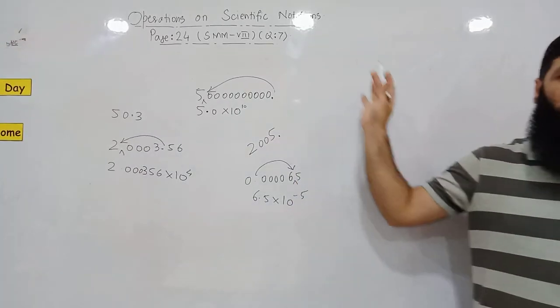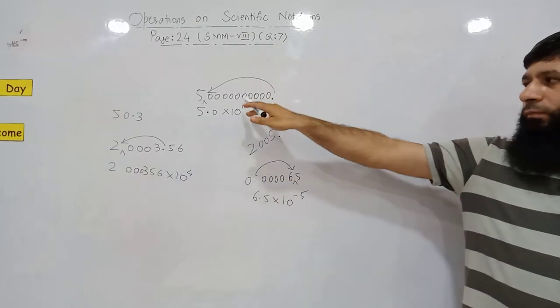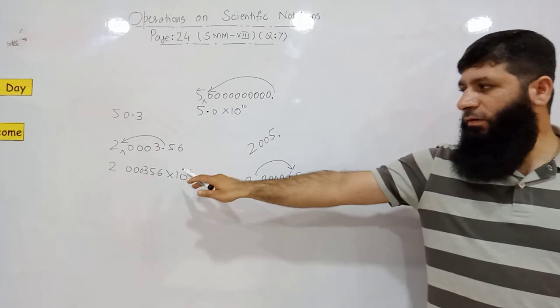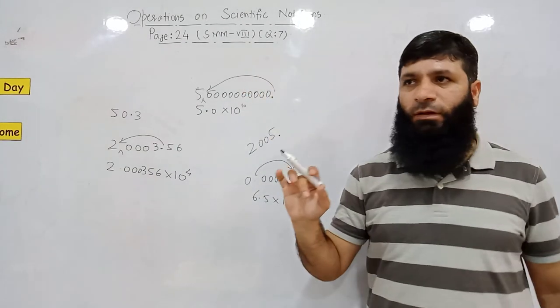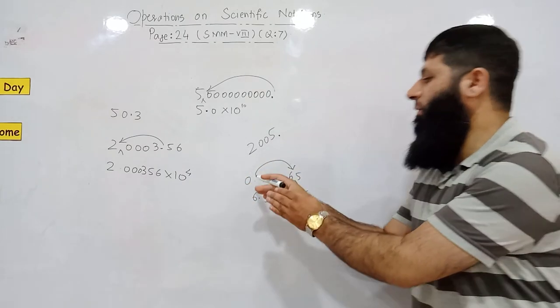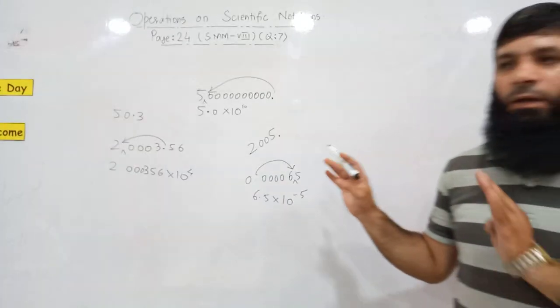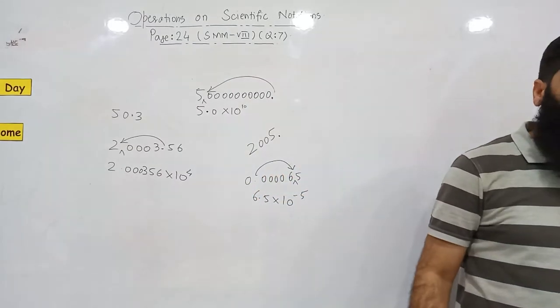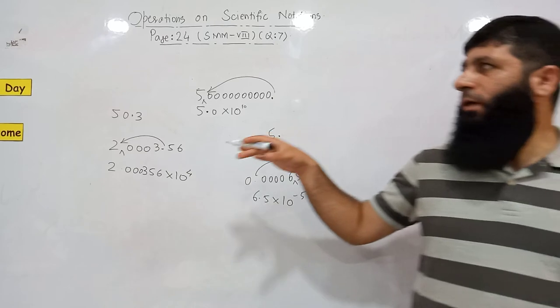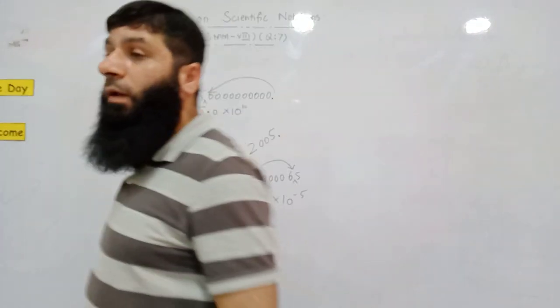If decimal is going backward, like in this example and in this example, the decimal is going backward, so the power of 10 was positive. But in this example, decimal is coming forward. So if decimal is coming forward, the power of 10 will be negative. Okay, it's all about the scientific notation or standard form.